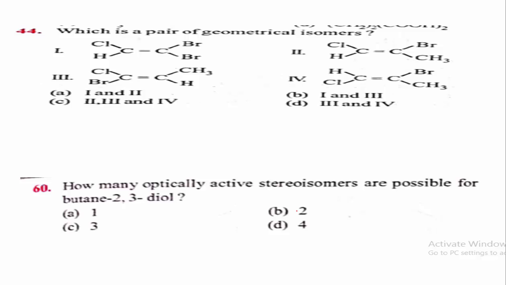Four structures are given. Among those, 1 and 2 are geometrical isomers, 1 and 3 are geometrical isomers, second one, third one and fourth one are geometrical isomers, second one and fourth one are geometrical isomers. Okay students, what is your answer? Which is the pair of geometrical isomers?